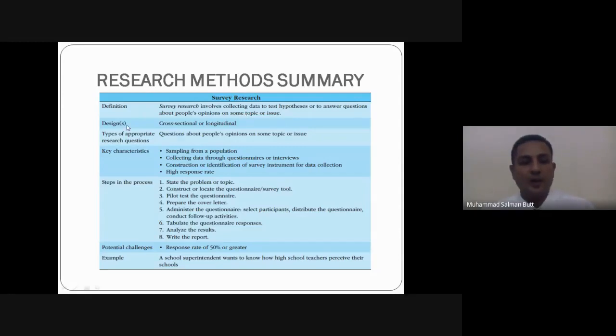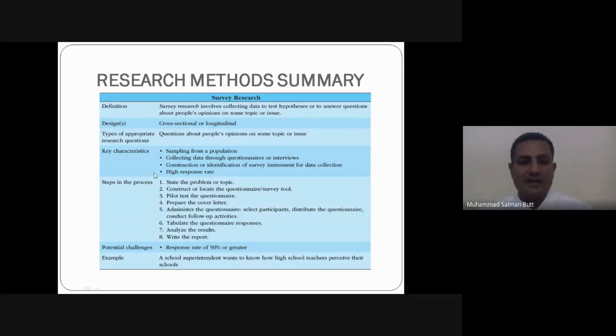Then you opt whether you need to collect the data one time or over a period of time. You want to see the change, or you want to see just a snapshot. So you have to select a cross-sectional study design or a longitudinal study design. Then, for the type of appropriate research questions, you have to decide whether you are going to study people's opinions or a specific topic or issue. This is what your research question will define as well.